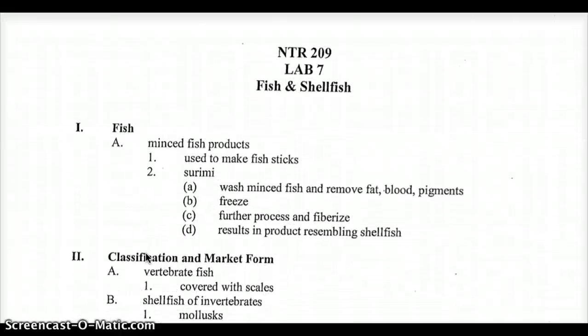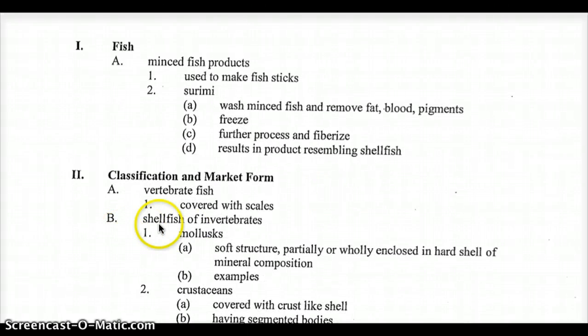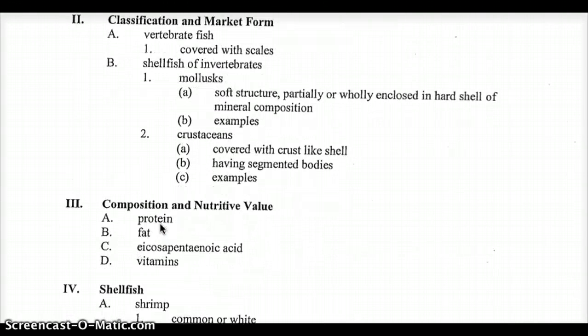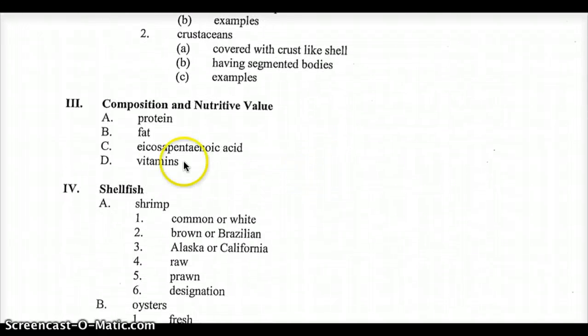Okay. Well, this has got fish and shellfish as well, so I guess we'll do that as well. We got time. So, fish. Minced fish products, used to make fish sticks. Surimi. We don't go into fish too much. Vertebrate fish, shellfish of invertebrates, mollusks, crustaceans. Just some basic composition, nutrient value, protein, fat.